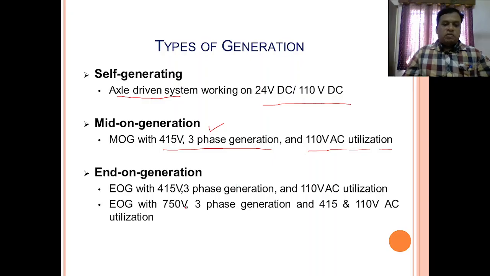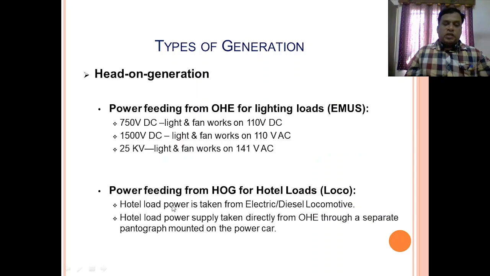And EOG with 750 volts is the higher version, where you are taking the three-phase generation and 415 volts and 110 volts AC utilization. So the utilization, 110 volts AC, is the same, while the generation, 750 volts, is different for these two things. Here I am having 415 volts three-phase generation, and here we are having 750 volts three-phase generation.